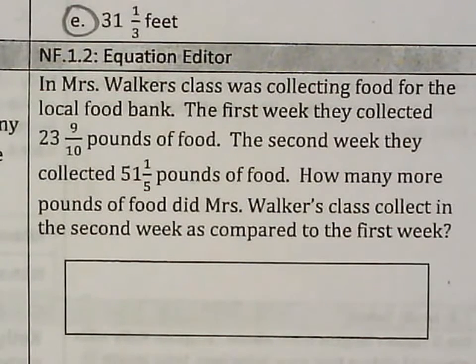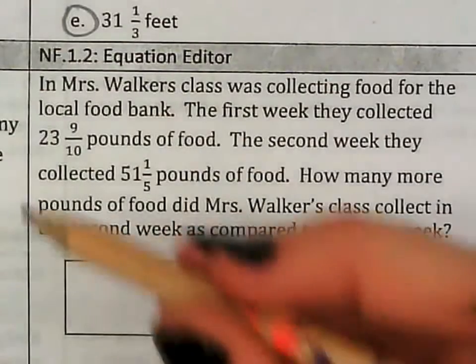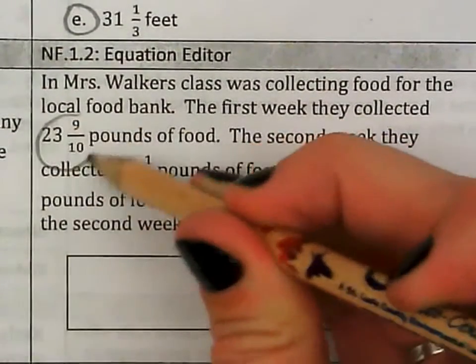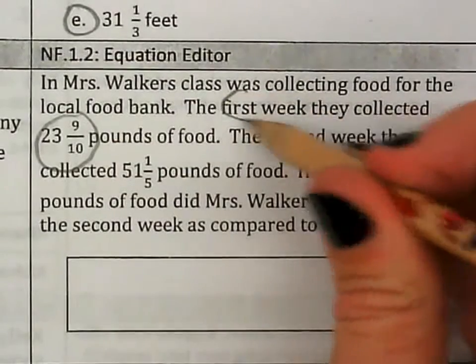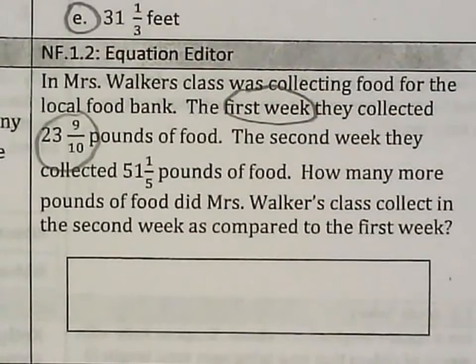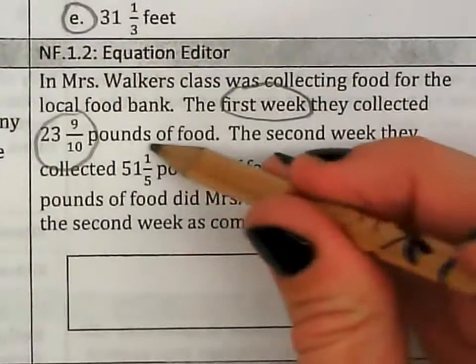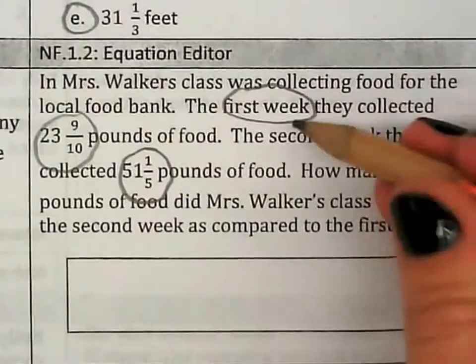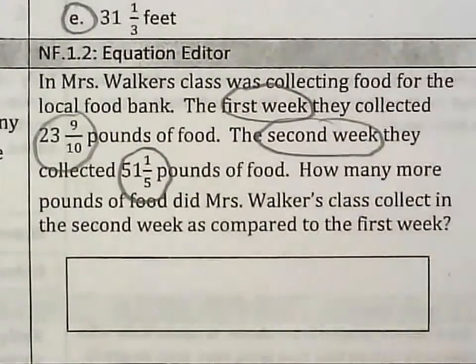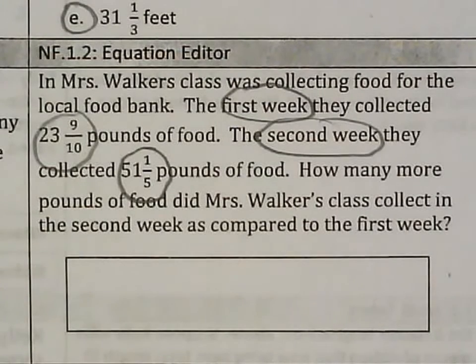week? Again, I'm going to go through CUBES. I'm going to start out by circling my important numbers and what they represent. So I have 23 9/10, and that was represented by the first week. The next number I see is 51 1/5, which is indicative of the second week, the amount she collected. So I've underlined my important numbers, I've circled my important numbers as well as what they represent.